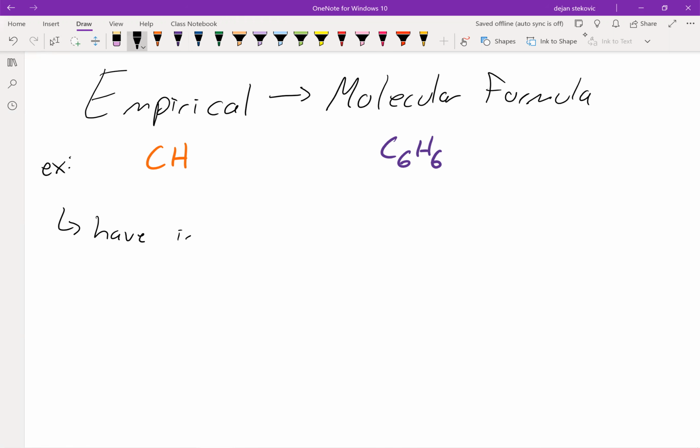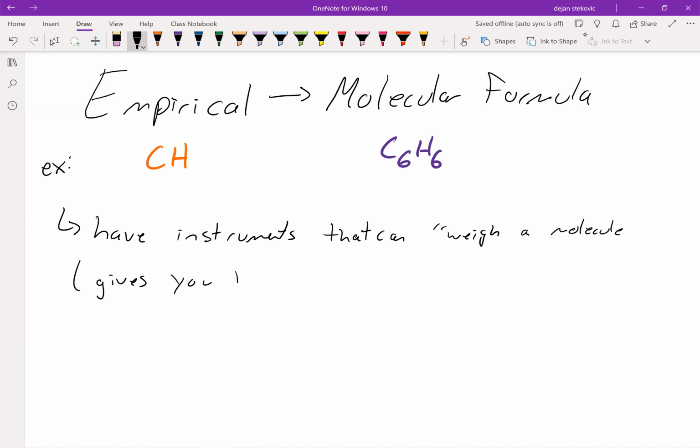So we have instruments, which are just a fancy way of saying tools or machines that can (we'll put this in parentheses) weigh a molecule. Right, so you put your sample in this instrument, and what it does, it pops out the molar mass for you, right? So it gives you the molar mass. And this is known as mass spectroscopy.